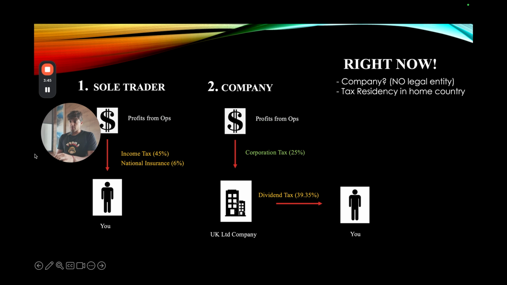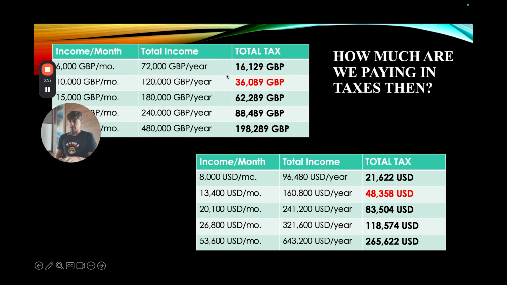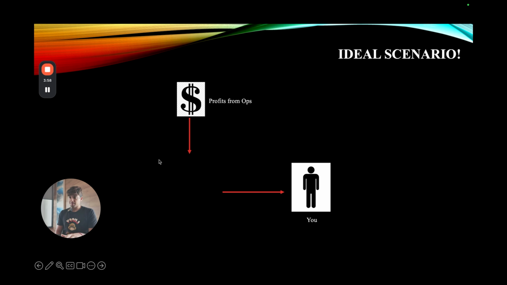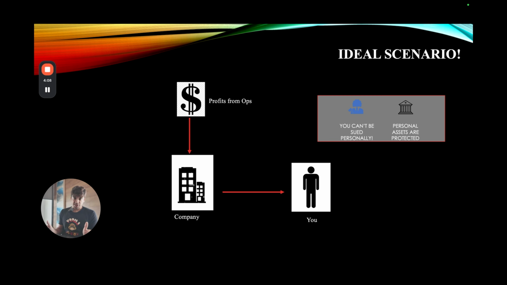So right now, you're probably in one of these two situations. You're a sole trader, or you have an ABN, or you've got a company, and this is the tax structure. And this is how much you're paying if you're from the UK. If you're from Australia, Canada, Italy, France, it's probably going to be something similar. And obviously we work remotely, so in the ideal scenario, and we're going to get to Malaysia, right? We have a company because of limitation of liability.